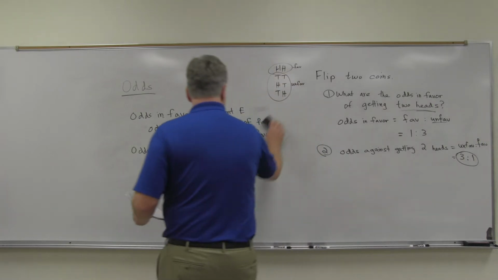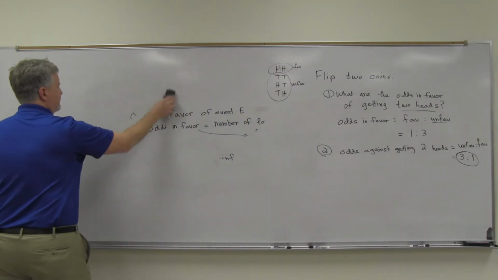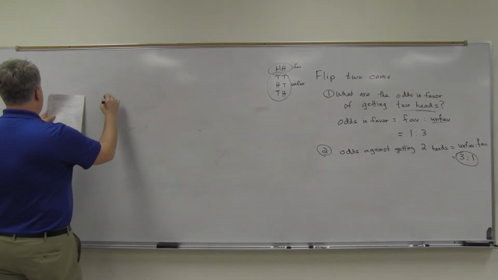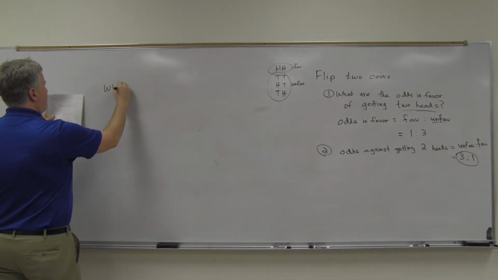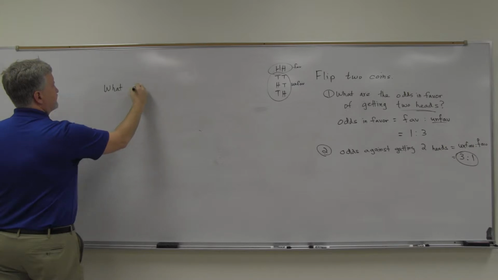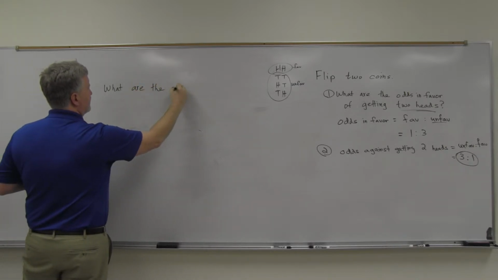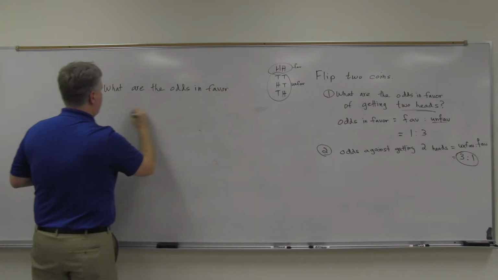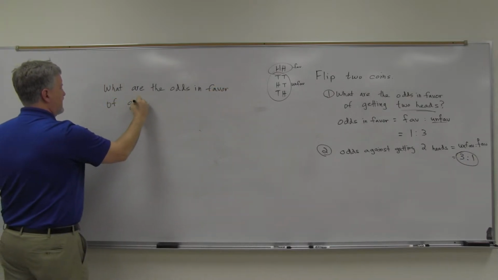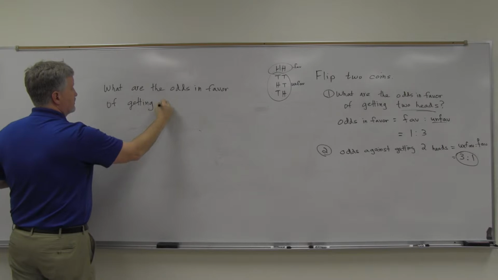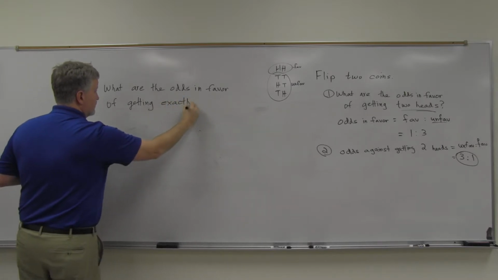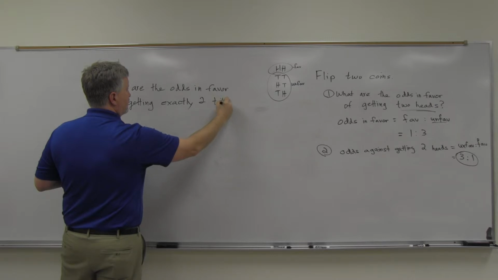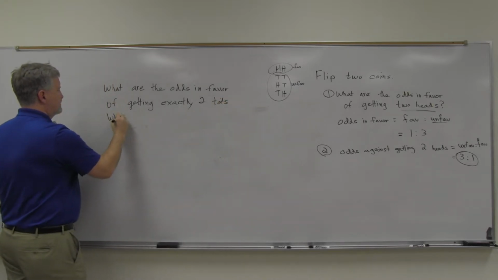All right, so let's just do a couple more, just for example here. We haven't done one with 3 coins. What are the odds in favor of getting exactly 2 tails when 3 coins are flipped?